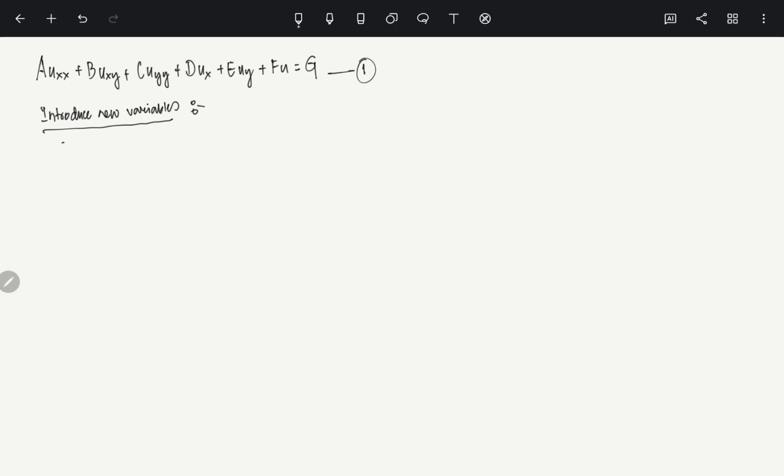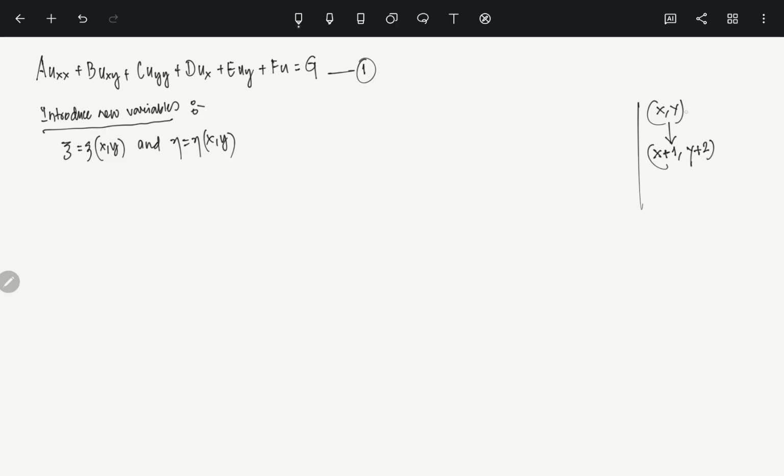So basically we are introducing xi, which is a function of x and y, and eta, which is again a function of x and y. As an example, let's just understand what's happening. Our initial problem is in xy. Now let's say I'm doing this change of variable: x I am changing to x plus 1 and y I am changing to y plus 2. This is translation essentially.